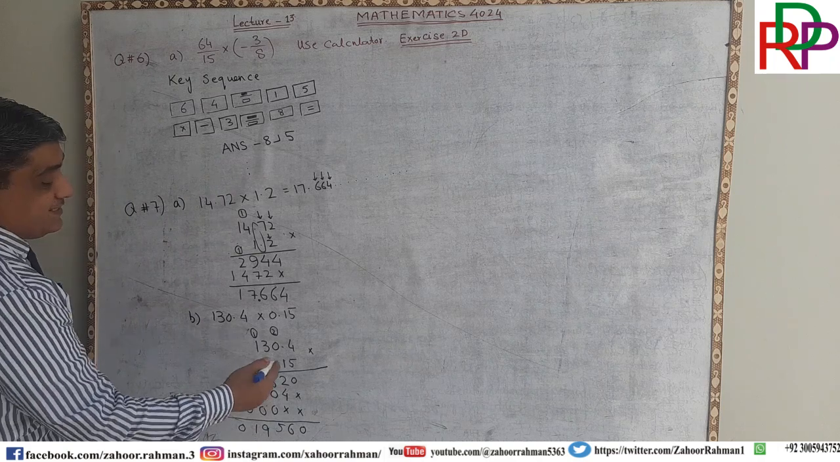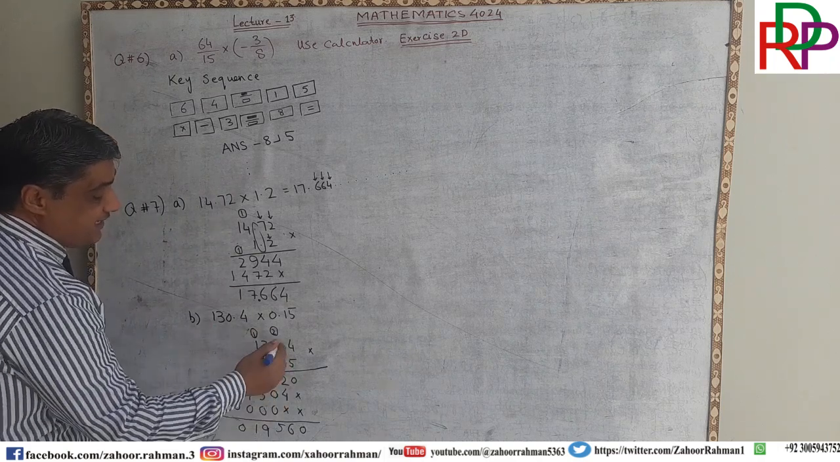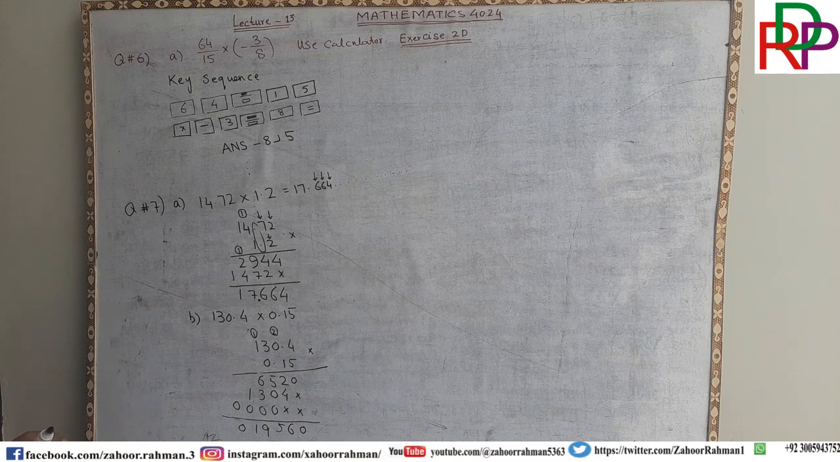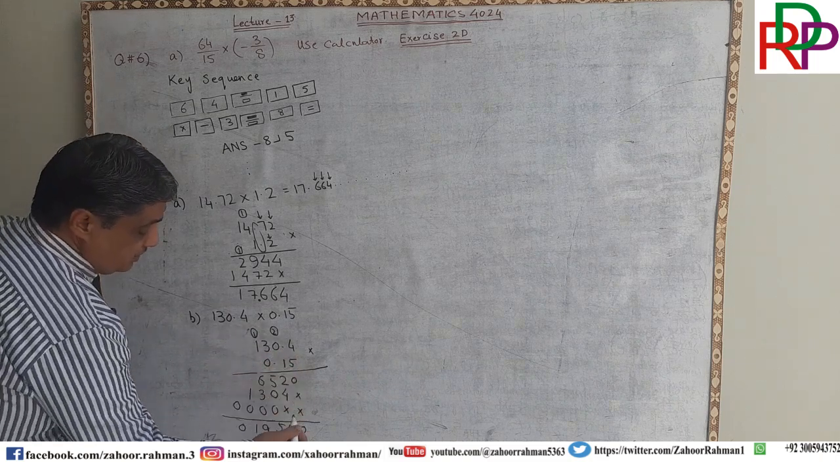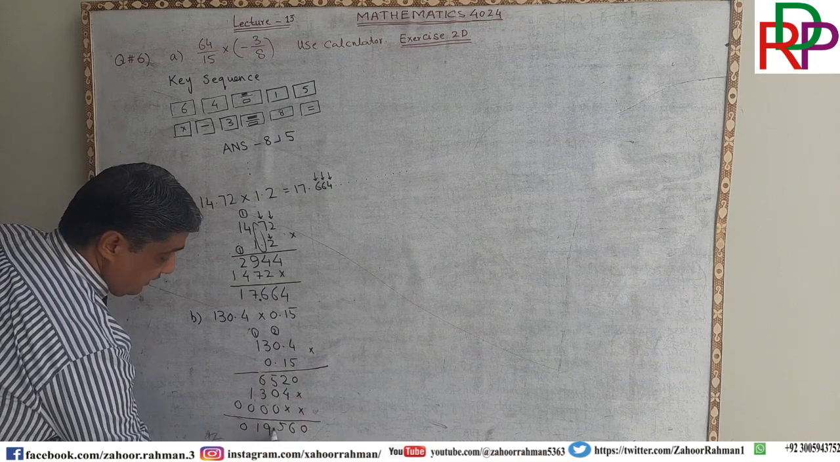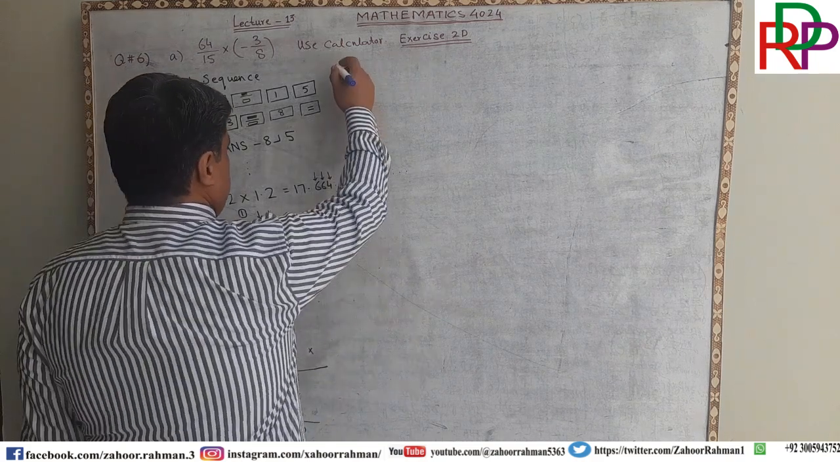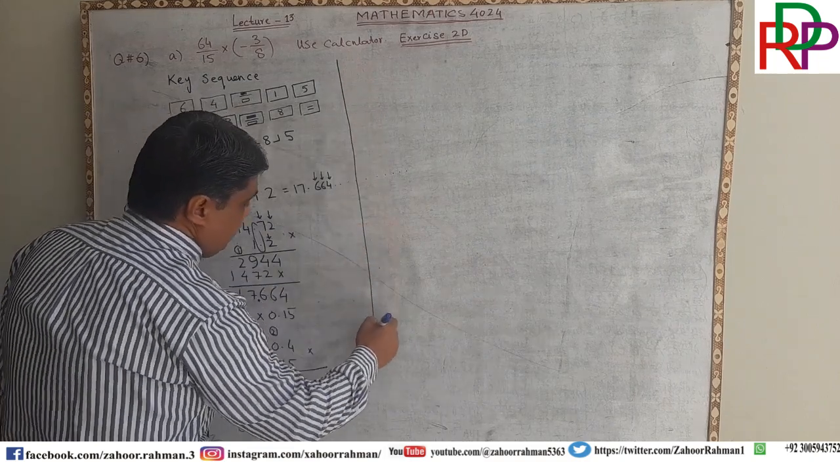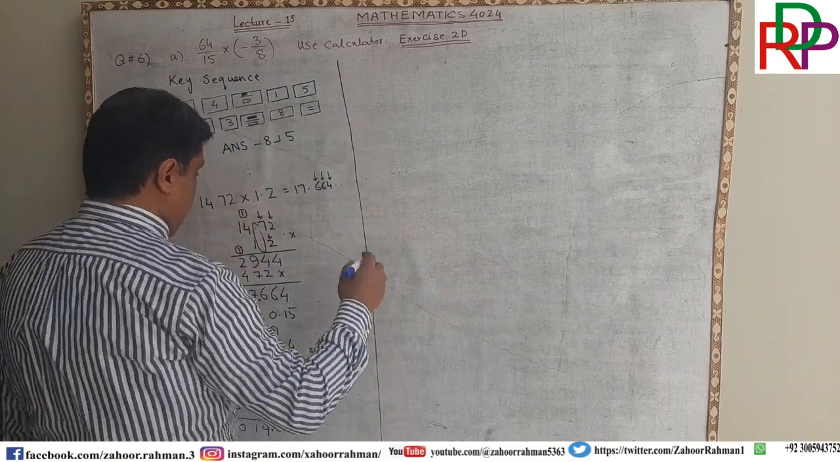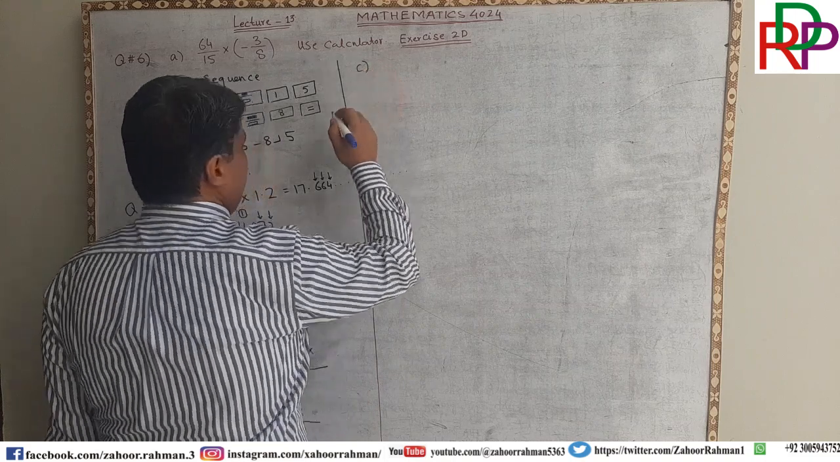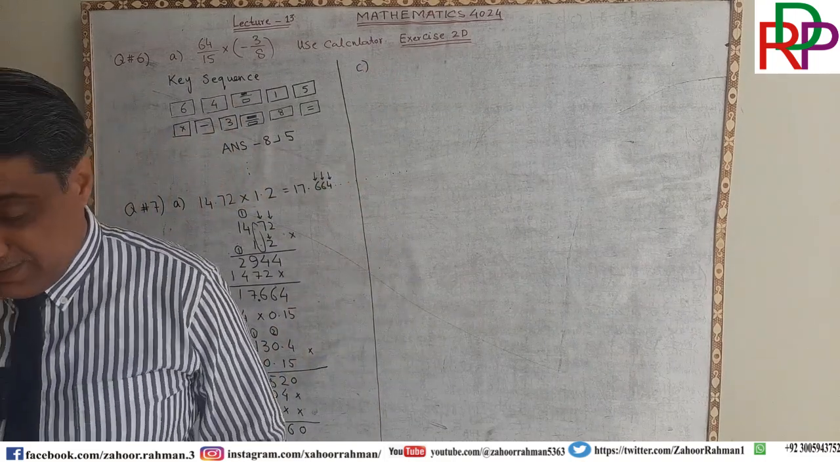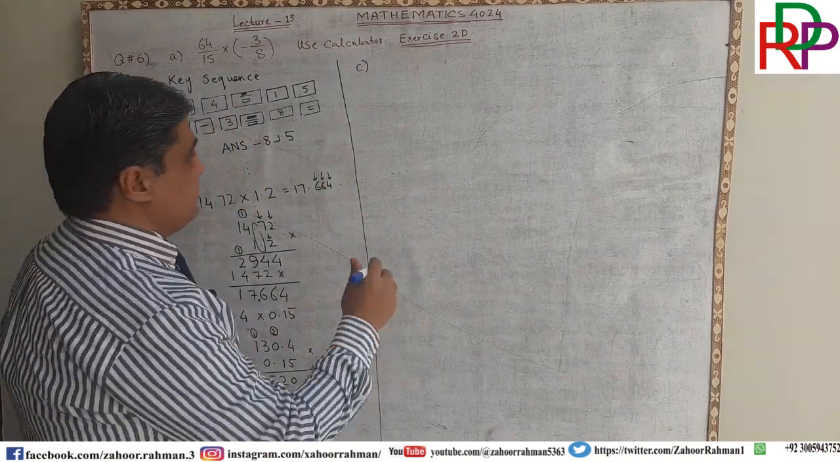Now how many digits are on the right side of the decimal in the two numbers? 1 2 3, 1 2 3 here. So the answer will be 19.560. Now we are doing part number C, and more fun is coming your way.